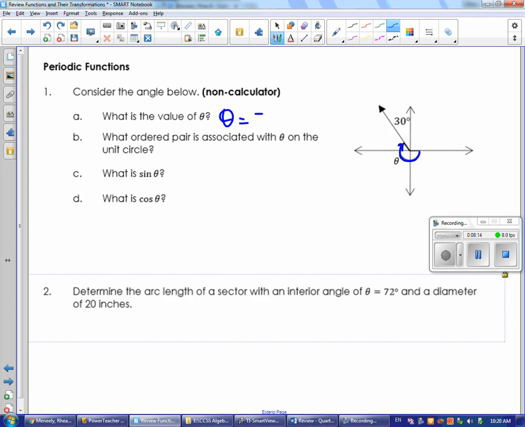And if I want to find the value of theta, I've got to do a little bit of arithmetic. And there are lots of different ways that you can figure this out. So one of the things you could do is you could figure out what the positive angle is. You could figure out what this value is and then subtract it from 360.